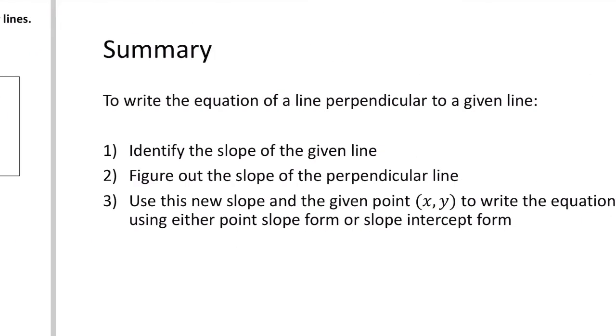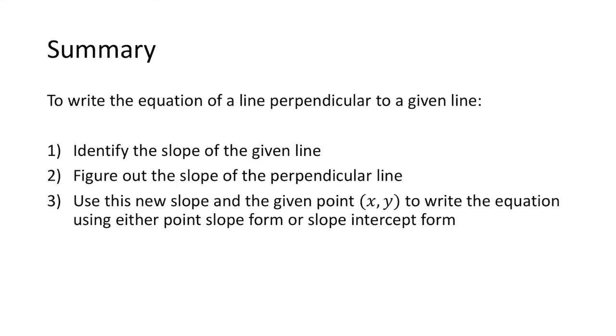So in summary, remember to write the equation of a line perpendicular to a given line. You're going to start off by identifying the slope of the given line. Then you're going to figure out the slope of the perpendicular line, which is going to be the negative reciprocal. Then you're going to use this new slope and the given point to write the equation using either point-slope form or slope-intercept form.